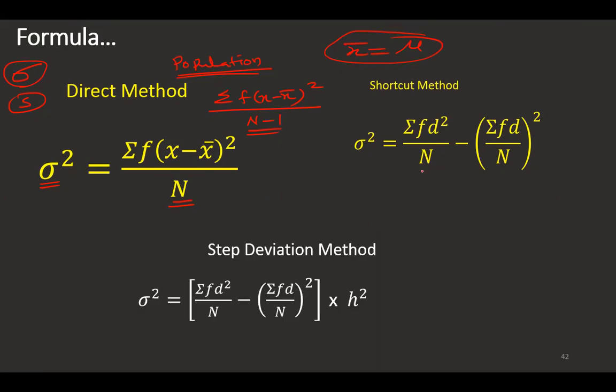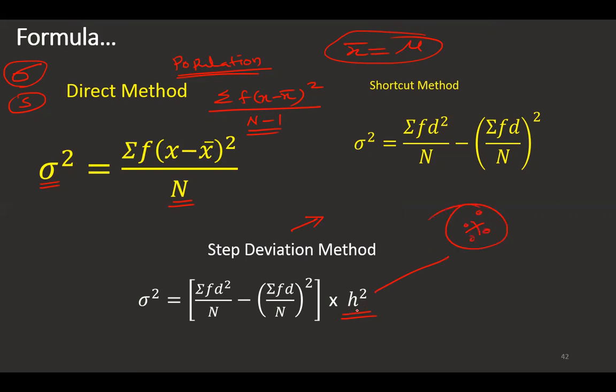Now this is called the step deviation method. Most probably, step deviation method is not a popular method to find the variance. So people will be using the direct method or the shortcut method only. If you know how to calculate mean using the shortcut method, assumed mean method, and step deviation method, you might have noted that we multiply with h at the end. But for variance, you should multiply with h square. This alone, you have to keep in mind. This is very, very important for variance.